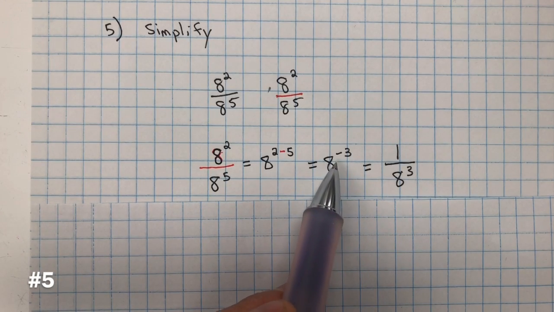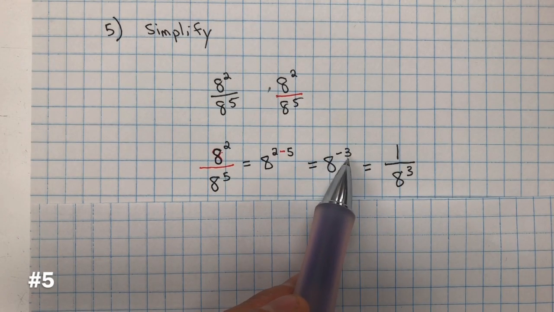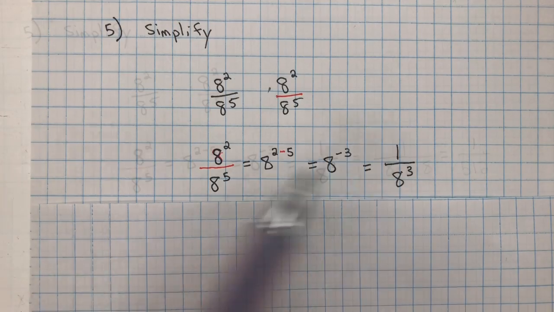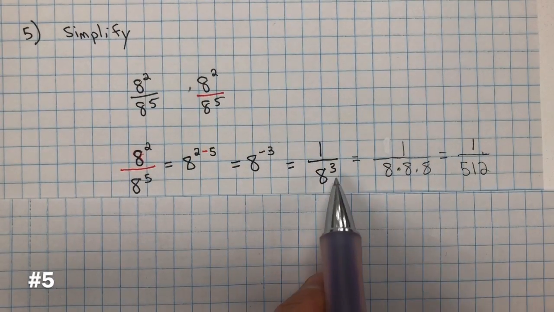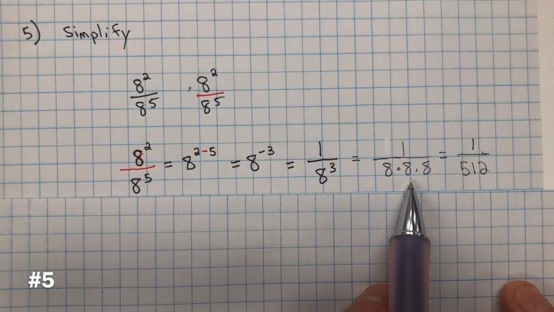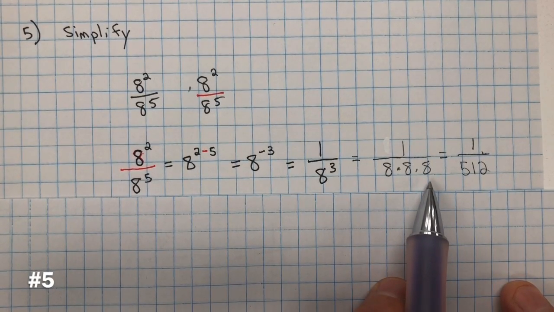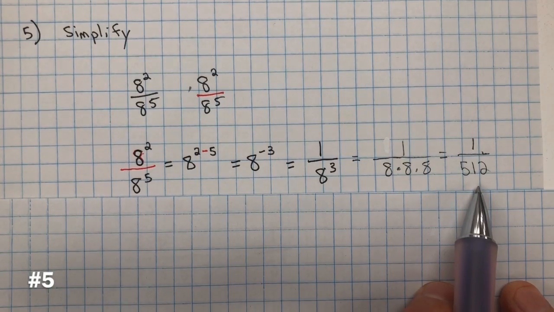And when you have a negative exponent, you have to take the reciprocal. So it's going to go down to the denominator. So now we have 8 to the third, which is 8 multiplied by 8 multiplied by 8. So 8 multiplied by 8 is 64, multiplied by 8 is 512.